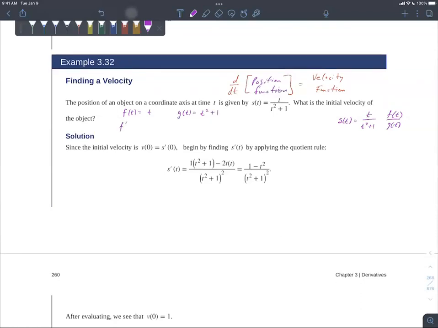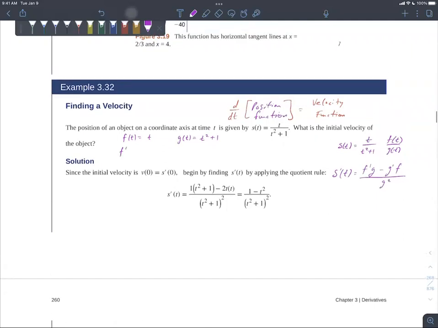So the derivative of, I'm getting ahead of myself here, kind of, but we should recognize that for the derivative s prime of t, this is going to be f prime times g minus g prime times f over g squared. Officially, I should be putting the t's there: f prime of t, g of t, minus g prime of t, f of t, over g of t squared, right? There's a lot of t's there, and so, okay, so let's figure out what f prime and g prime are because we need them.